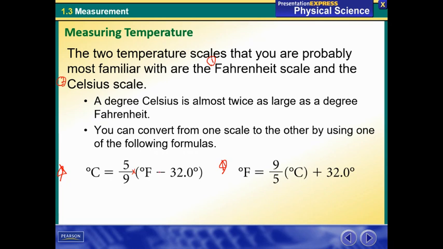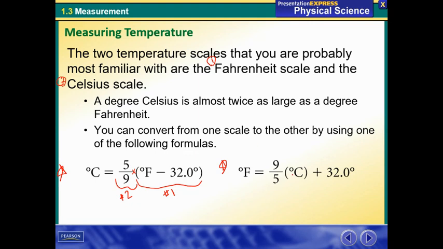The other thing I want to point out is you have parentheses around the Fahrenheit and the 32. So this part of the equation, you have to do first. Once you find this answer, then you can multiply it by the 5/9 second.